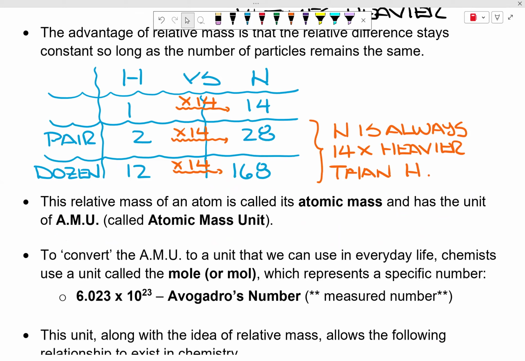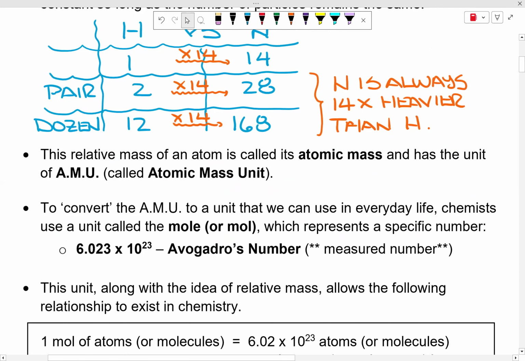Now, to convert the atomic mass unit to a unit we can use in everyday life, chemists use a unit called the mole, spelled M-O-L-E, or in some books just M-O-L, which represents a specific number. So the mole represents 6.023 times 10 to the 23rd, and this is called Avogadro's number. And this is a measured number.